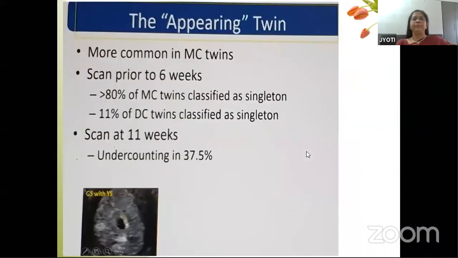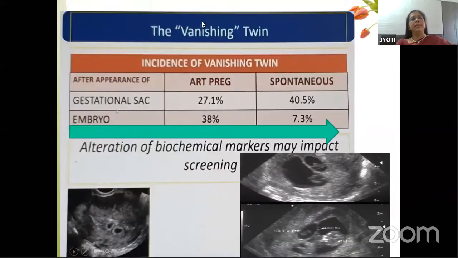Then we should know about the appearing twin, which is more common in monochorionic twins. If you scan a patient prior to 6 weeks, there's an 80% chance that you may miss a monochorionic twin. And if you scan at 11 weeks also, there is a chance of undercounting. So we have to be very careful. At 11 to 14 weeks, definitely we should be able to pick up, and there is a chance for an appearing twin. Similarly about the vanishing twin. Now ART pregnancies are more common, and we may find that in 38% the fetuses may vanish, and in spontaneous pregnancies it is only 7%.